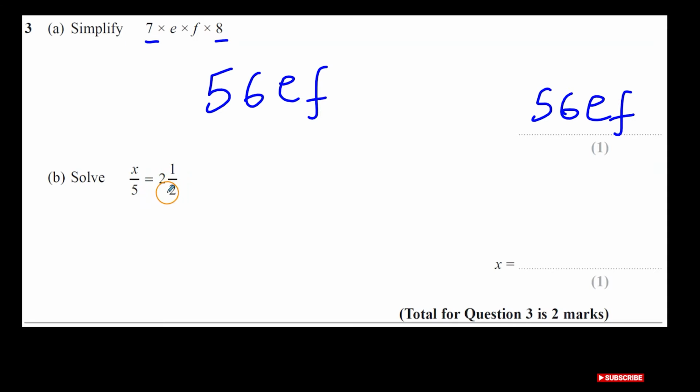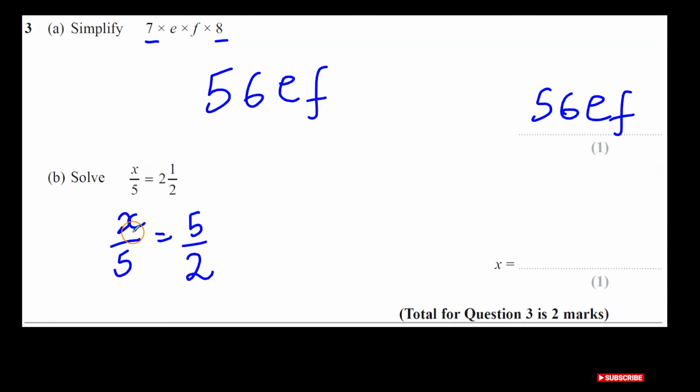For part B, we are asked to solve x over 5 equals 2 and a half. Well, the best way to do this is to convert the mixed number into an improper fraction. So let's do x over 5 is going to be equal to 2 times 2 is 4, 4 add 1 is 5. For this side is going to be 5 over 2.